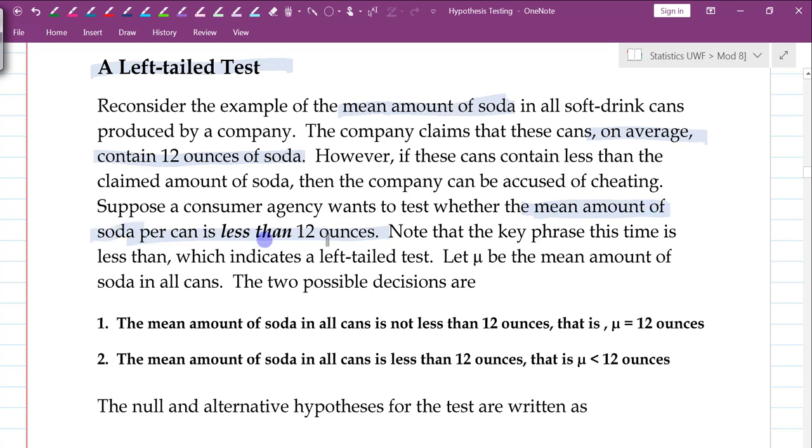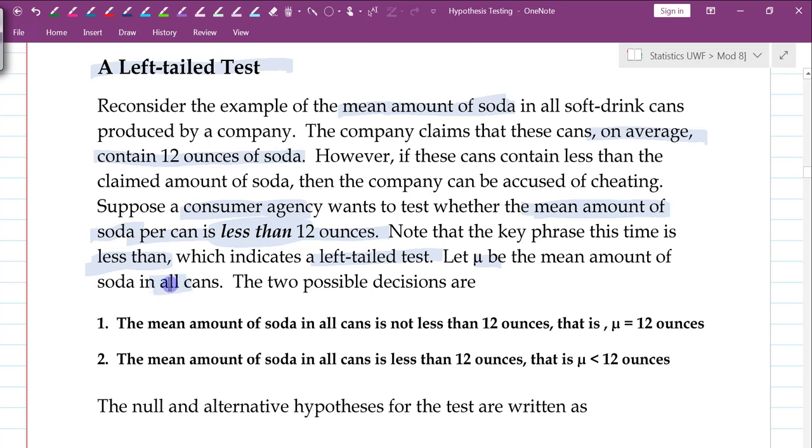So we have some consumer agency that wants to test this. Note that the key phrase this time is less than, okay? So this less than is the key phrase, and this indicates that we have a left-tailed test. Let mu be the mean amount of soda in all cans. Okay, that's your population. That is going to be your 12.